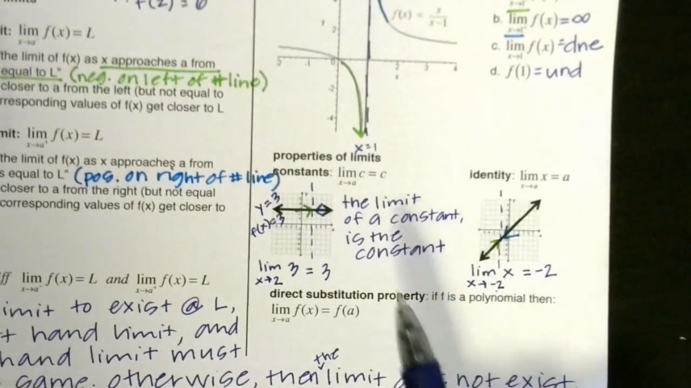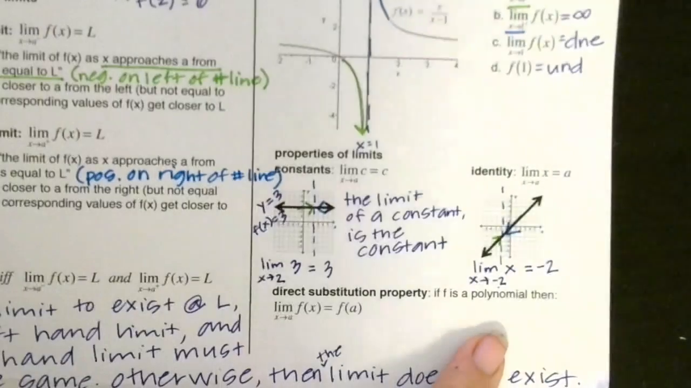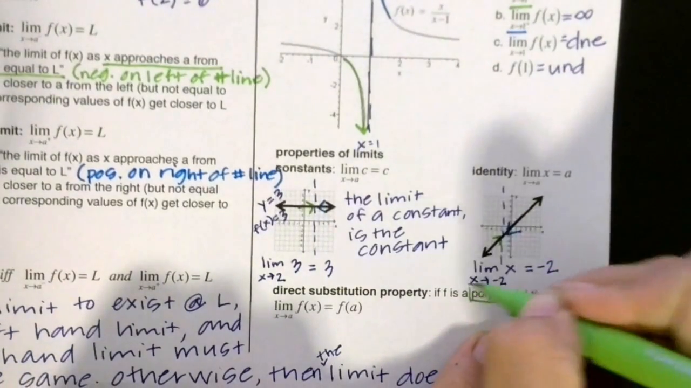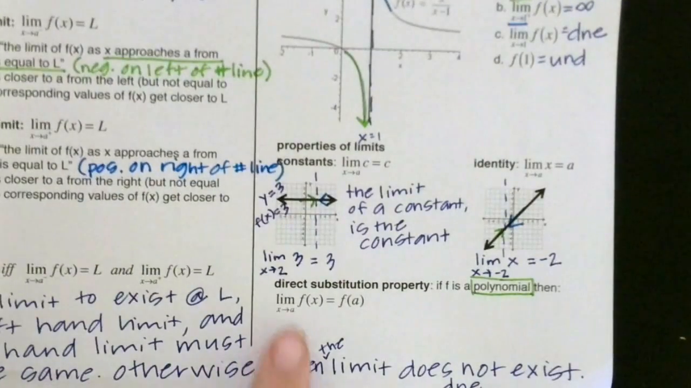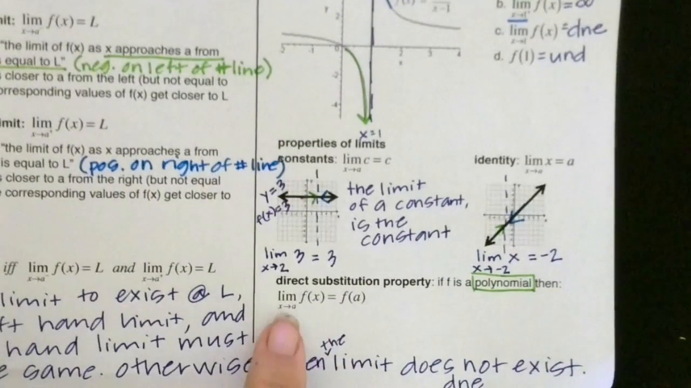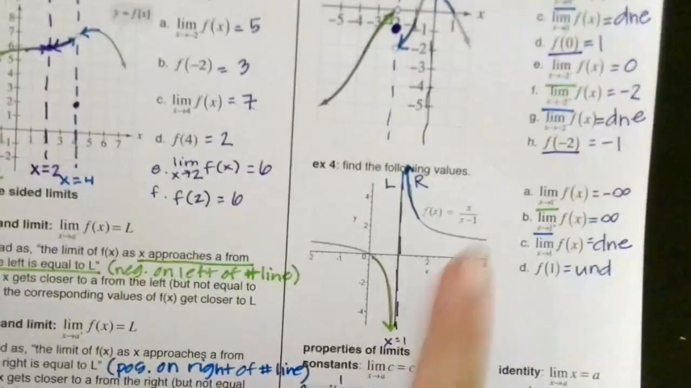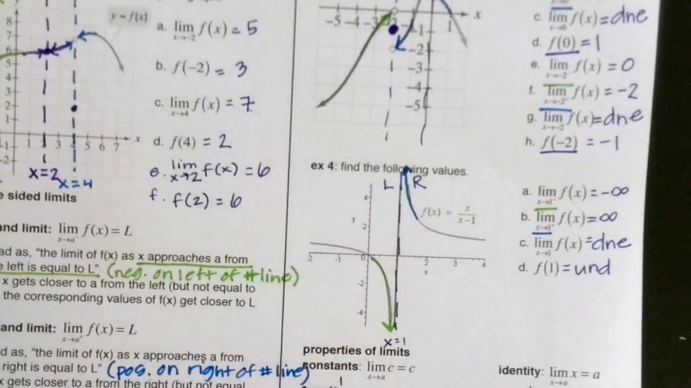Okay? Which is exactly what the next property says. It's called the DSP, or direct substitution property. As long as f is a polynomial, which we will only give you polynomials, then anytime you want to find the limit of an equation, you can just plug that a into the equation. I just want to point out this equation right here is not a polynomial, so you shouldn't just be plugging into things like that. But like I said, I won't be giving you ones like that either.